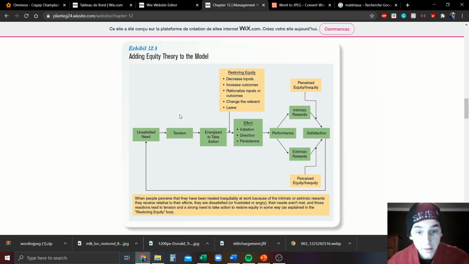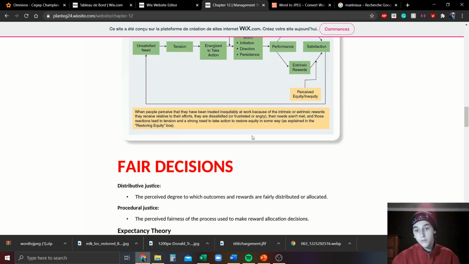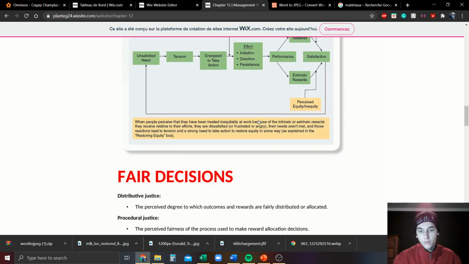Under reward, a form of inequity in which you are getting fewer outcomes relative to inputs than your referent is getting. And over reward is a form of inequity in which you are getting more outcomes relative to inputs than your referent. So this is just a graph.